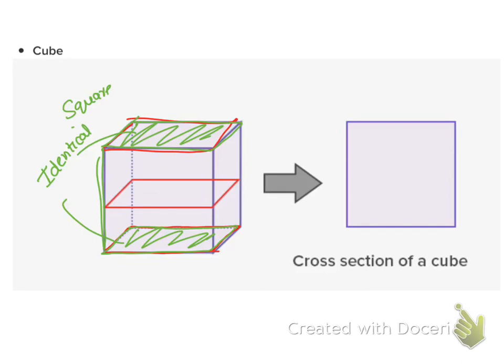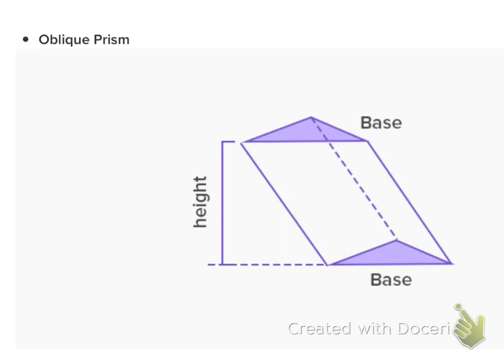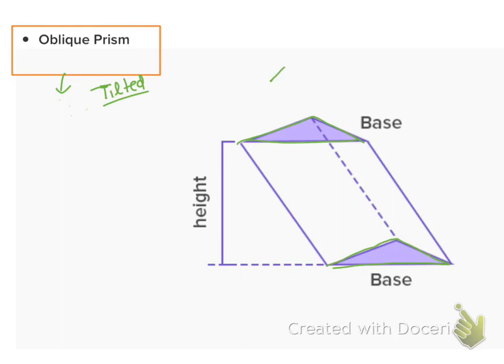Let's move to the next page. There is another kind of prism called an oblique prism. Oblique means it's a little bit tilted, not standing straight. That's the base, we see it's a triangle, and that's the other base, facing each other, so it's a triangular prism. If we have to name it, we say it's a triangular prism.